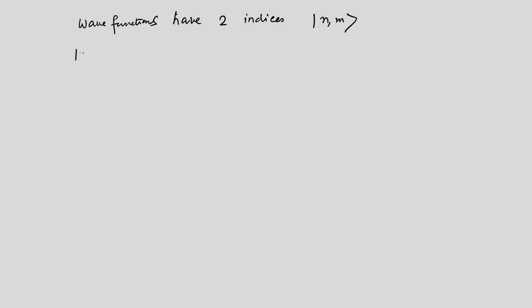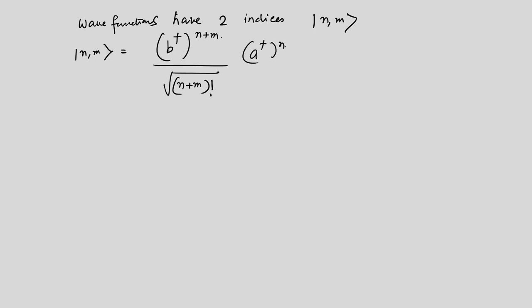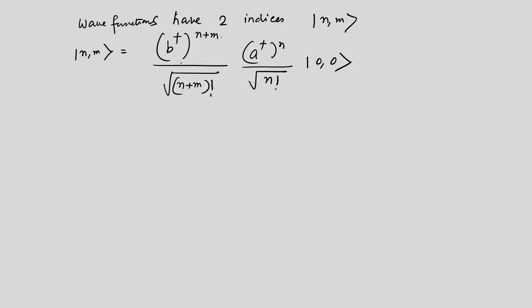And these n and m states can be written as b dagger to the power n plus m divided by root over n plus m factorial, and a dagger to the power n divided by root over n factorial, acting on 0, 0, okay. Just like we create the excited states in the harmonic oscillator by applying a and a dagger, we build excited states by applying a dagger successively once, twice, thrice and so on in order to get the first excited state, second excited state and third excited state. Here we get the different Landau levels, or the wave functions corresponding to the Landau levels, by applying both the A and B operators in this particular fashion.